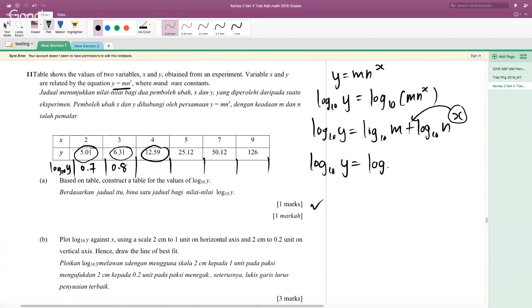But I will not move in front. I will just write at the back here, because x multiply log 10n is the same meaning with log 10n multiply x. All right, this is log 10y, because I want to live in this pattern.